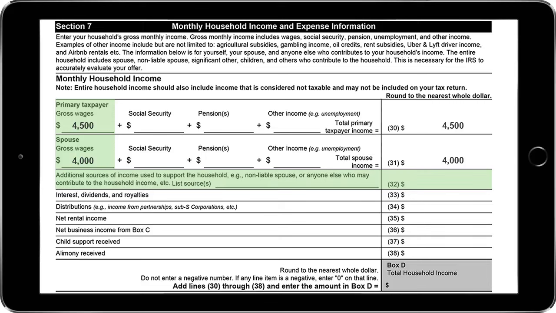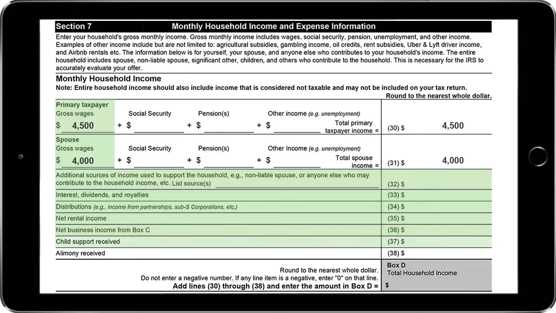If you have other household income, whether it is a non-liable spouse that's not involved, interest and dividends distributions, or net rental income, include it here. If you are self-employed, then you're going to pull that number from box C on the prior page for your business income and plug it in here on line 36. Also, if you own a corporation, don't list corporate income and expenses on the Form 433A OIC. These should go on Form 433B OIC.